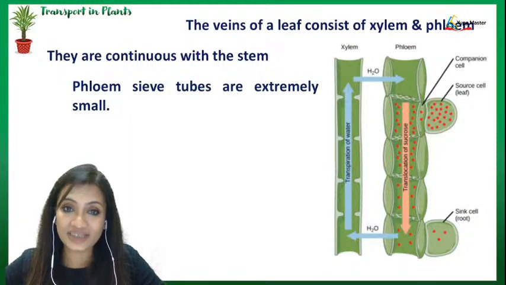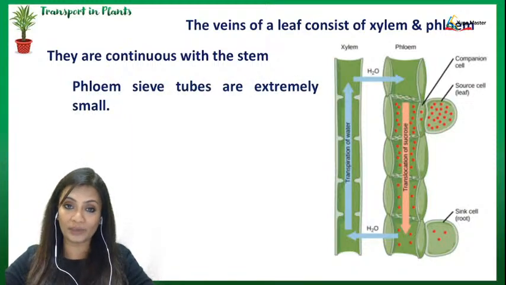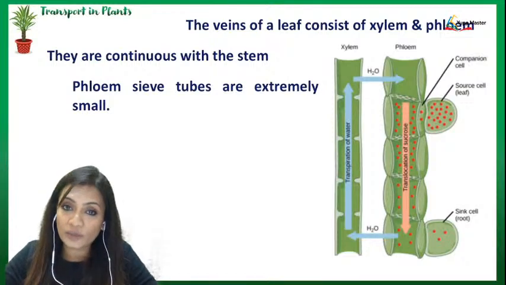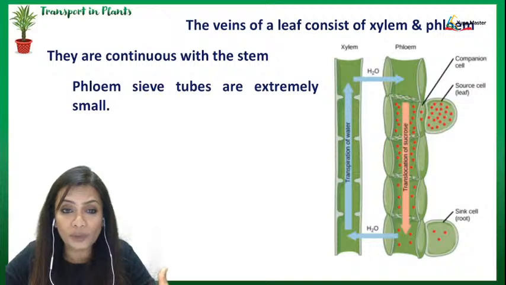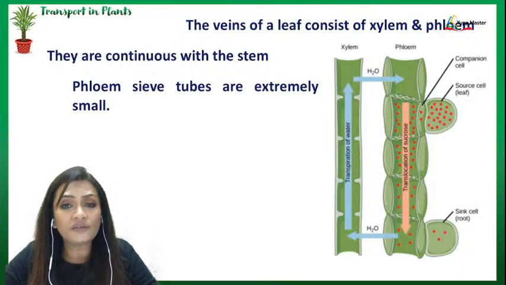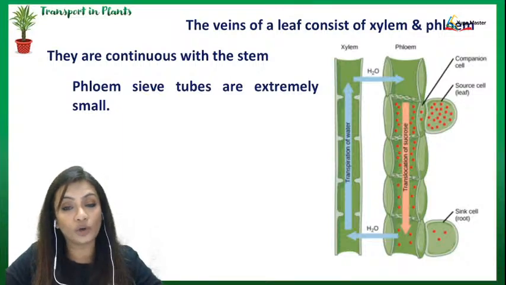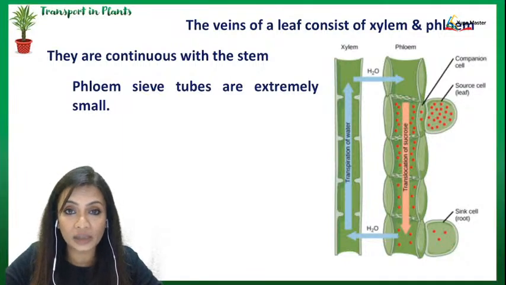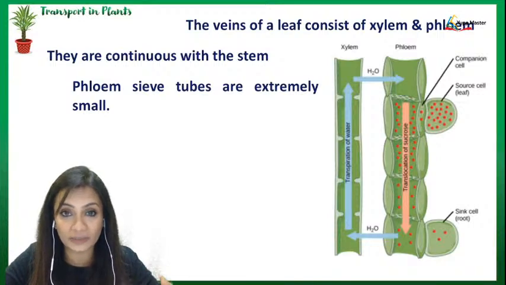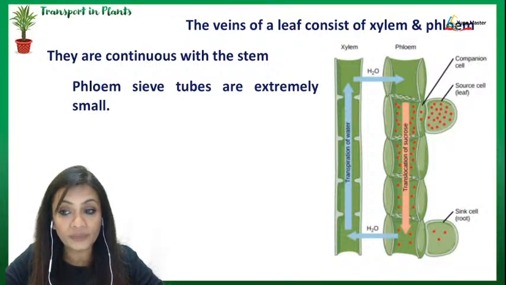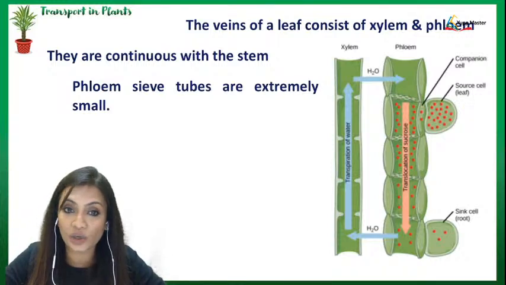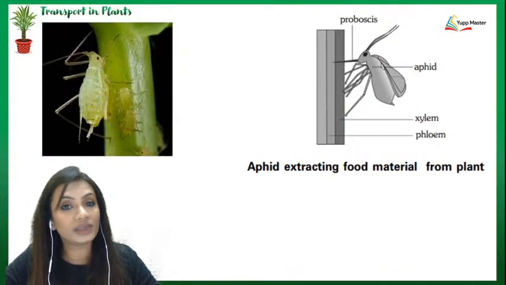Okay, now we see here that when we're talking about xylem and phloem, let's initially talk about phloem. Whatever phloem sieve tubes are present, they are very minute. So actually going in and studying them becomes a different task altogether. So in order to see the phloem fluid, or rather what are the substances which are being transported with the help of phloem, we take the help of a certain insect. Now this insect is called an aphid. Alright, now what does this aphid do?